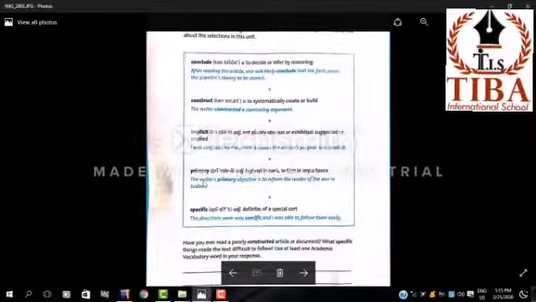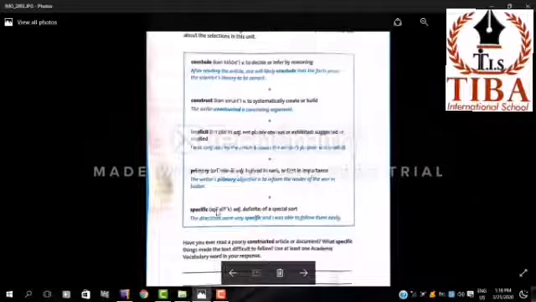Word number 4, primary. Primary means first in importance, so you can underline first in importance. The writer's primary objective is to inform the reader of the war in Sudan. His most important objective, which means goal, is to tell us about the war in Sudan. So primary means very important or first in importance.